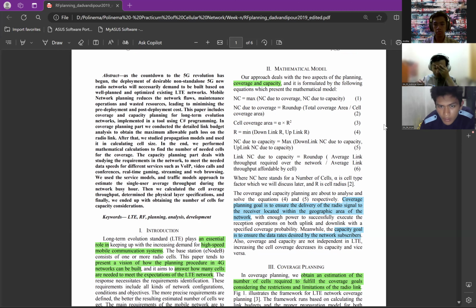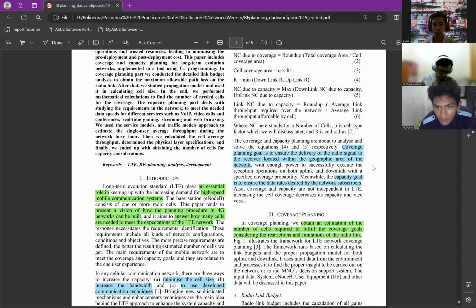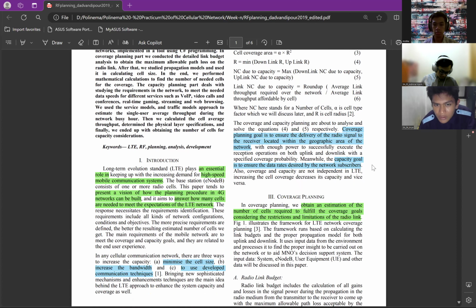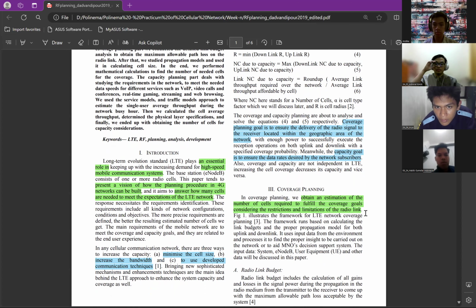Okay, I will present chapter 3, which is coverage planning. In coverage planning, we obtain an estimation of the number of cells required to fulfill the coverage goals, considering the restrictions and limitations of the radio link. Figure 1 illustrates the framework for LTE network coverage planning.